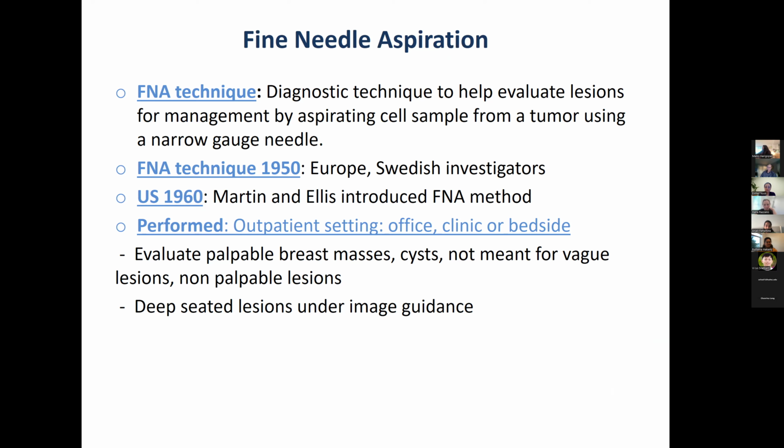And where can this be performed? It can be performed in an outpatient setting. It can be done in the office, clinic, or even at the bedside. It's a very simple technique. And it helps you evaluate superficial breast masses and also certain non-palpable lesions, which need, of course, ultrasound guidance. And deep-seated lesions would also need image guidance.